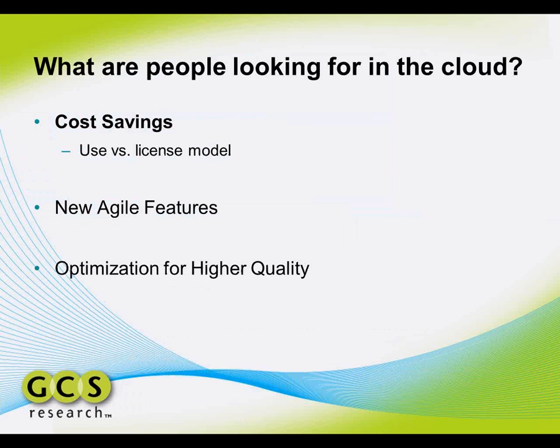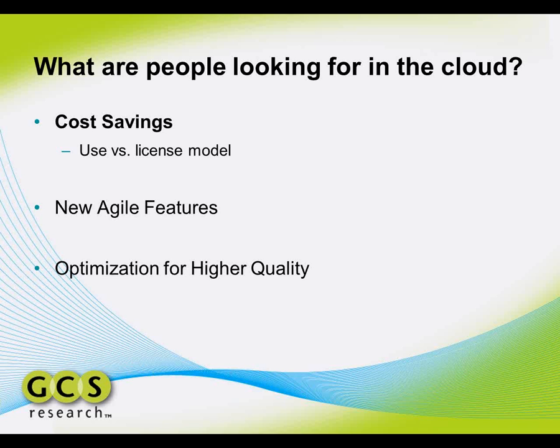Okay, so I'm going to jump straight into the presentation. What are people looking for in the cloud? I think the first thing people are looking for is really cost savings. You know, a traditional model is the license model. People don't want to pay for licensing anymore. Governments, organizations, they really just want to pay for what they use. So a use model. You know, if you want a cup of coffee, you go pay for it, but you don't want to pay for it if you're not going to drink it.